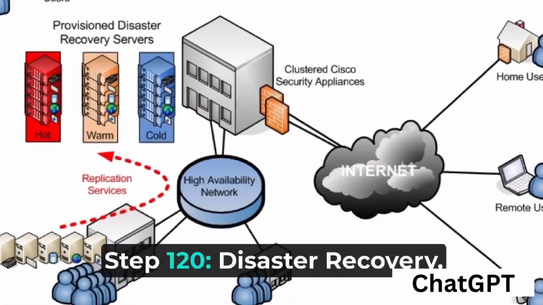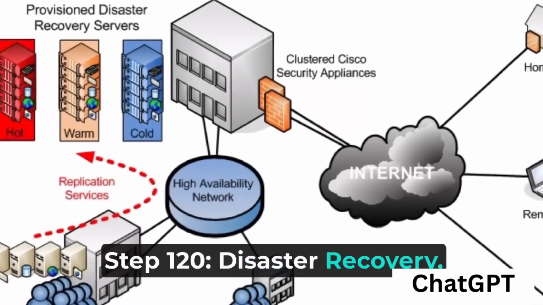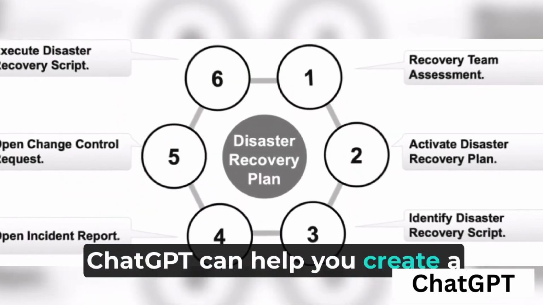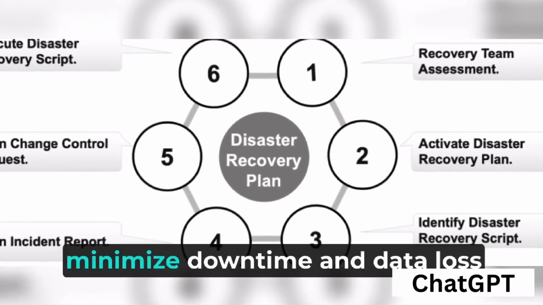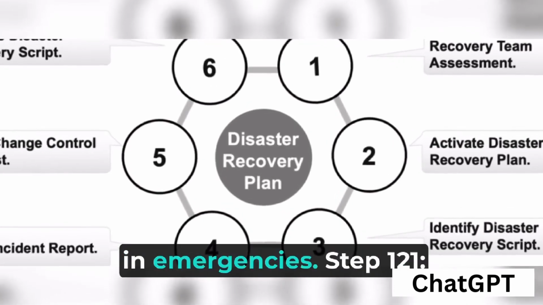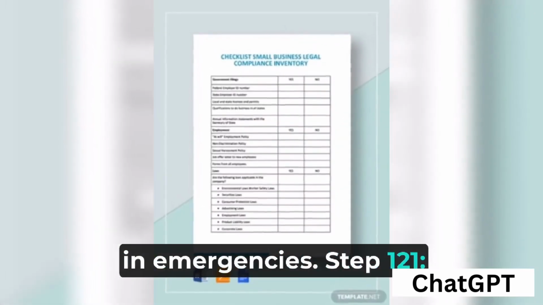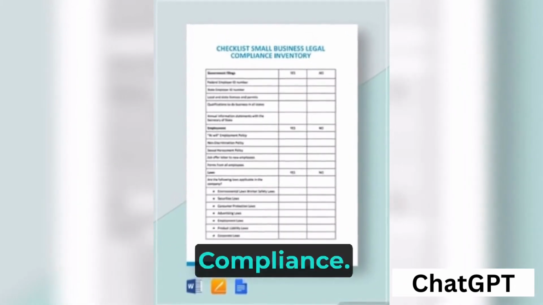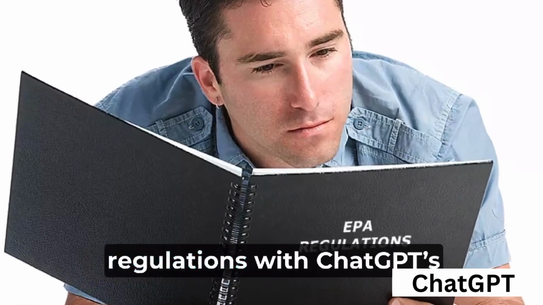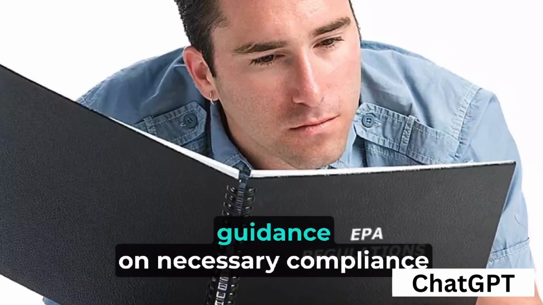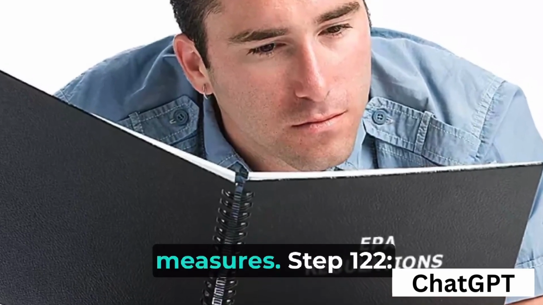Step 120. Disaster recovery. ChatGPT can help you create a disaster recovery strategy to minimize downtime and data loss in emergencies. Step 121. Compliance. Stay compliant with industry regulations with ChatGPT's guidance on necessary compliance measures.